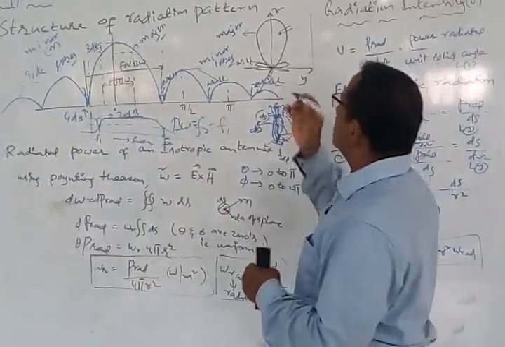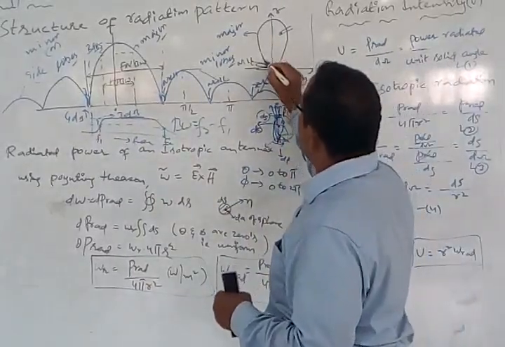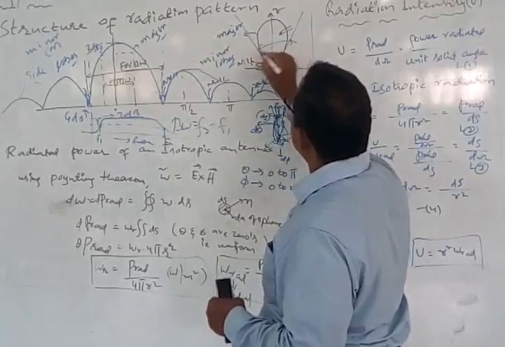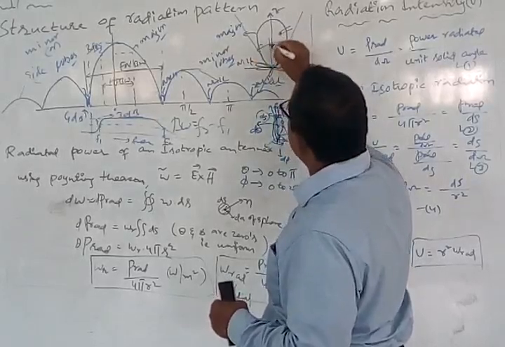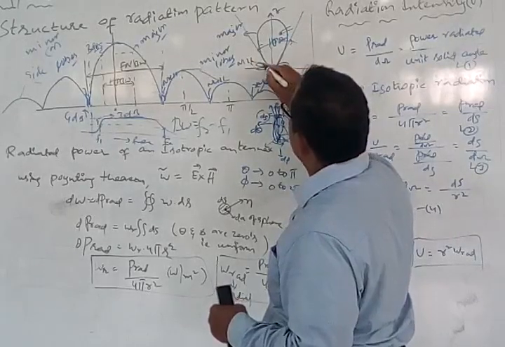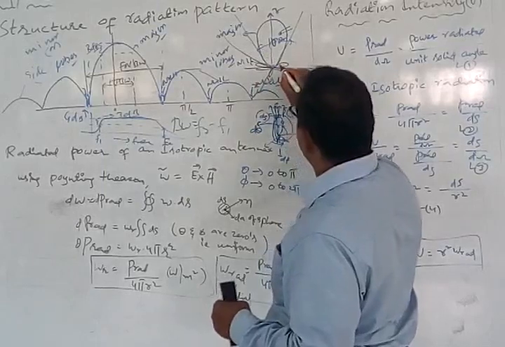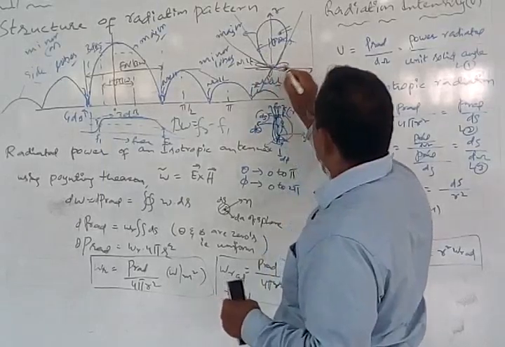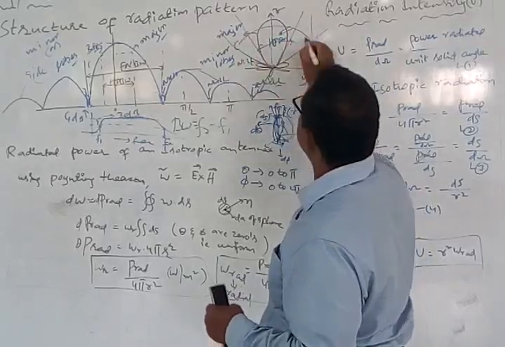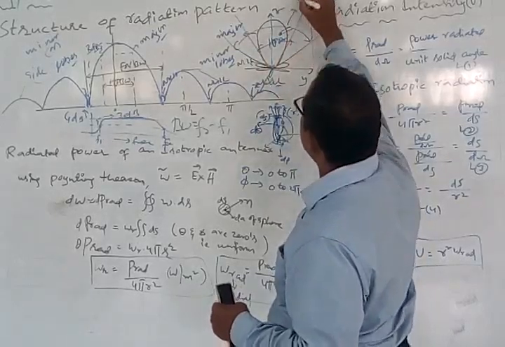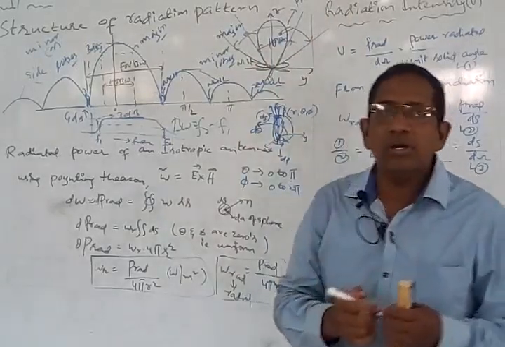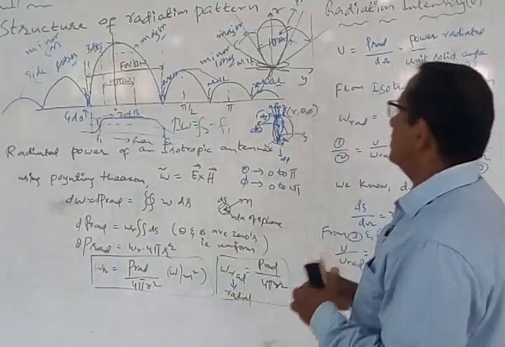We have already located this. If you draw a line touching this particular lobe, this is equal to the half power beam width we have located. And first null means what? Come to the first minor lobe, draw a line touching it, and this particular arc distance is equal to the first null beam width. Like this, we have located all these things from the radiation pattern of an antenna.